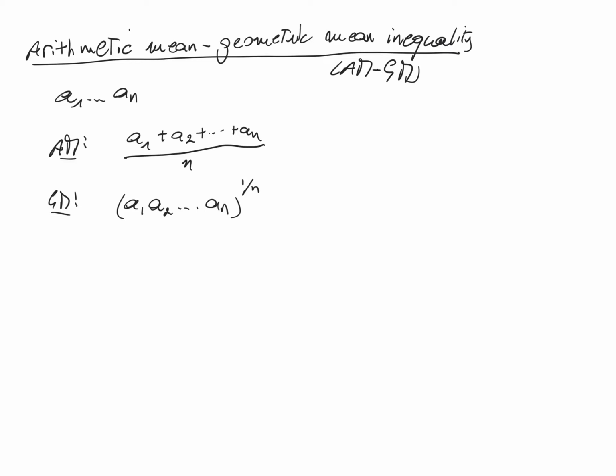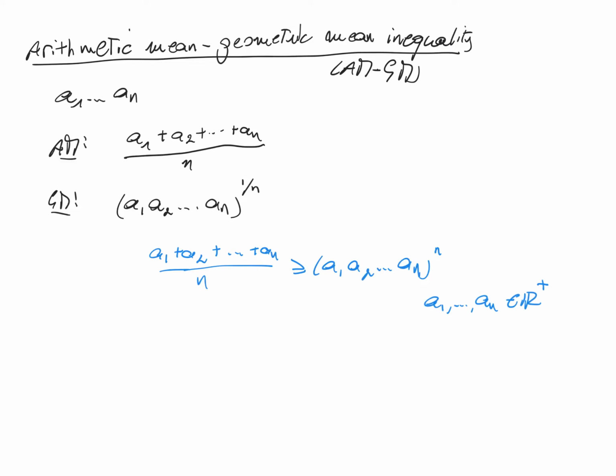The inequality then tells me that (a1 plus a2 plus up to an) divided by n, so the arithmetic mean, is always at least as large as the geometric mean. So the geometric mean can never be larger than the arithmetic mean, but there is one condition. a1 up to an have to be positive real numbers. So they have to be real numbers and they cannot be negative.